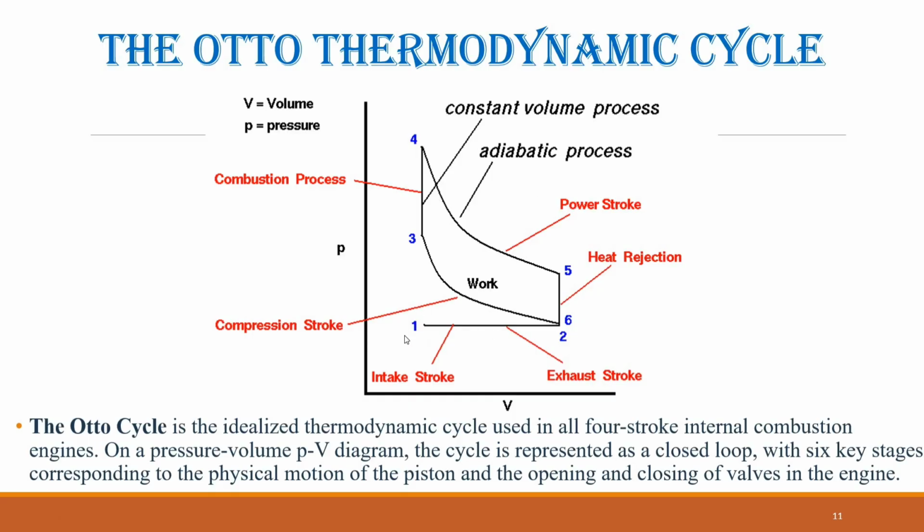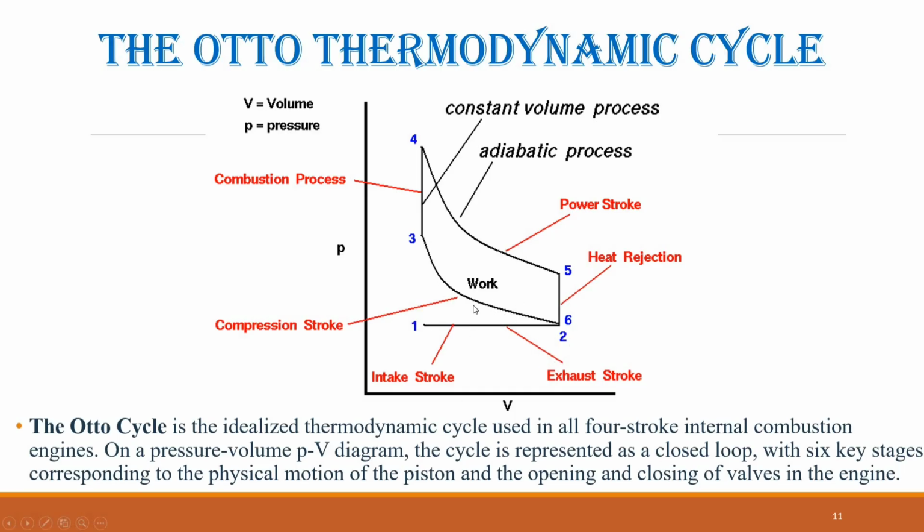Stage 1 to Stage 2, intake stroke. The cycle begins at Stage 1, where the piston is at the top of the cylinder and the gas pressure is near atmospheric. During the intake stroke, the piston moves downward while the intake valve opens. A fuel-air mixture is drawn into the cylinder, causing the gas volume to increase while the pressure remains approximately constant.